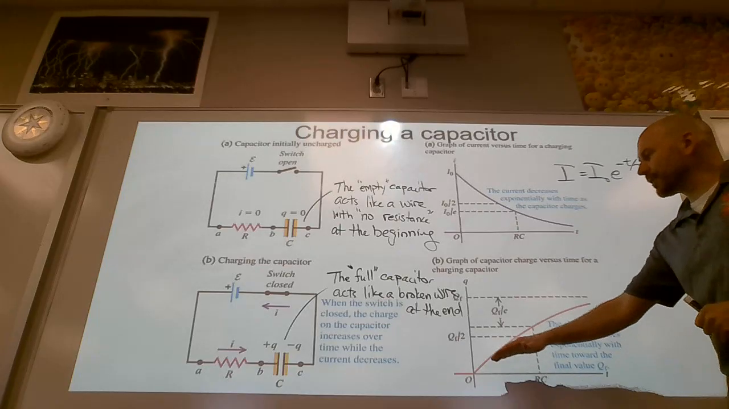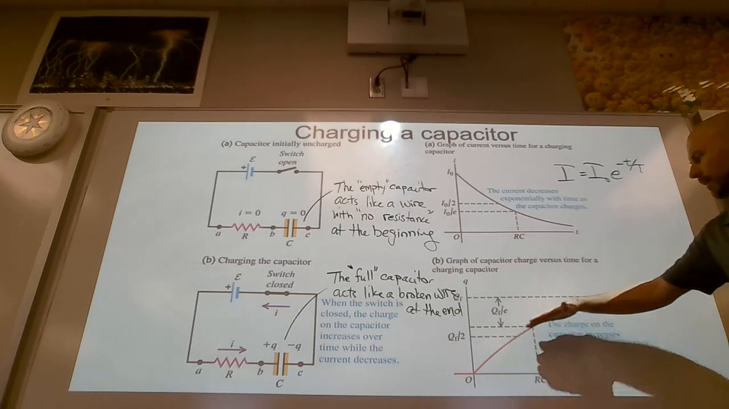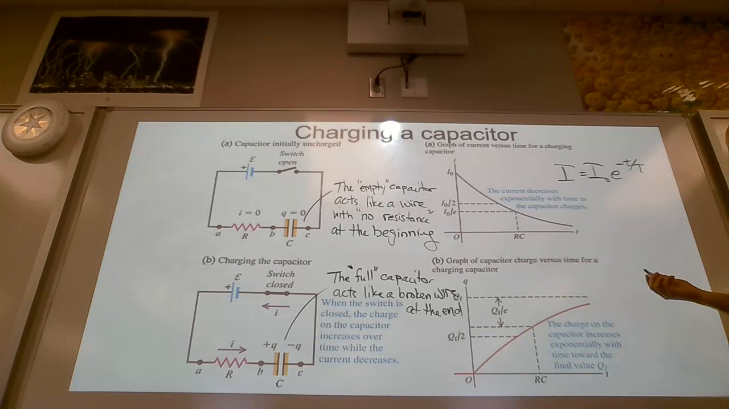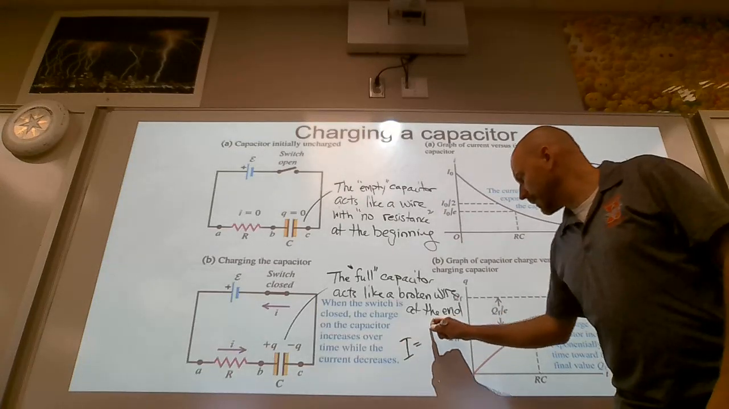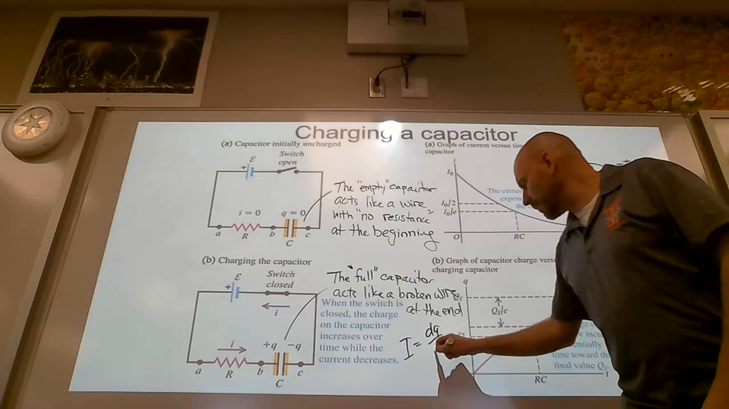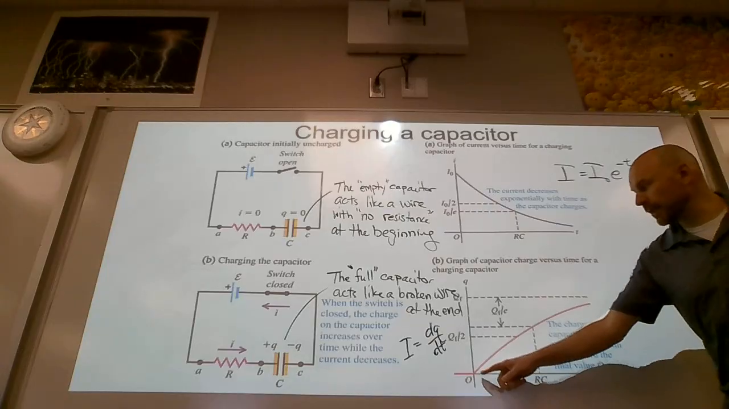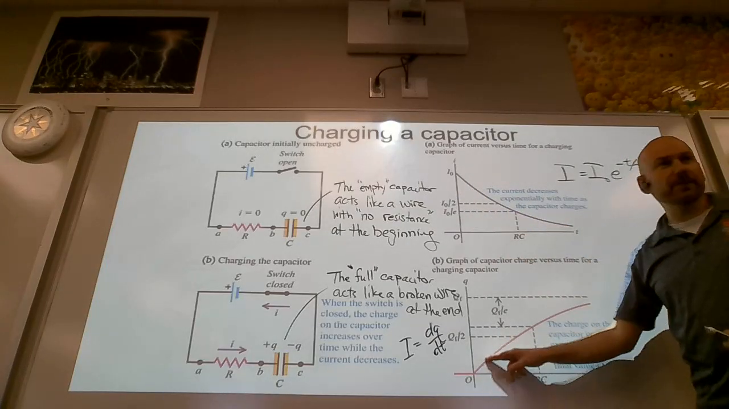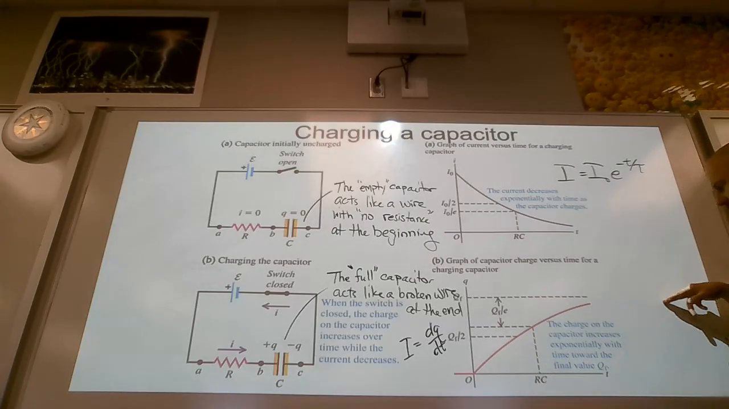And so what happens to the charge? Check this out. Current is the time rate change of charge. Initially, you get this surge, so the slope of this is greater. As time goes on, the slope ends up going to zero because the current's going to zero.